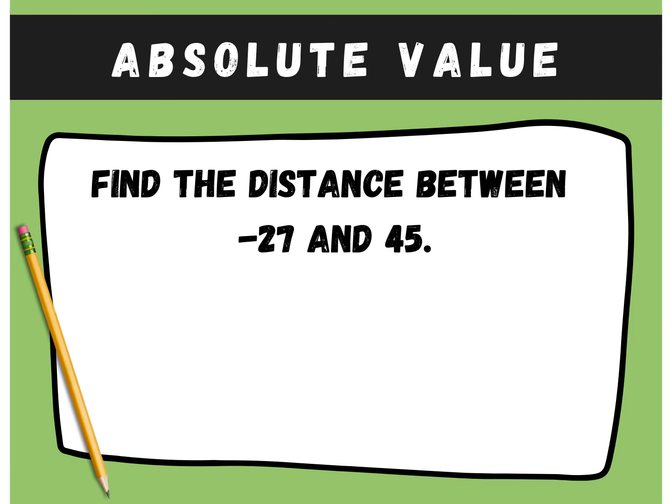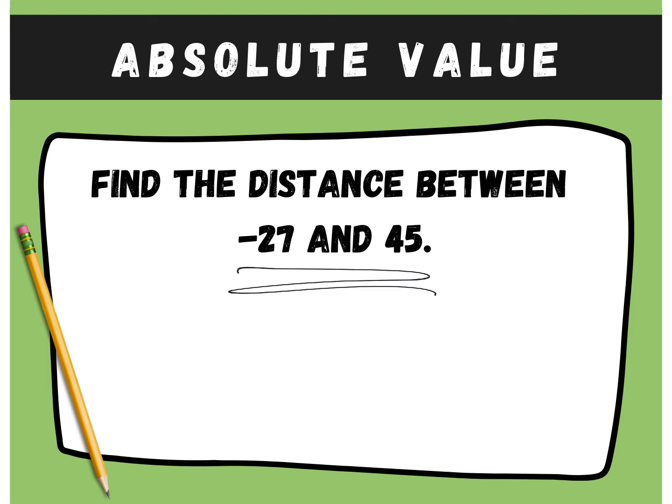The problem with using a number line and counting the number of hops between one thing and another thing is that eventually you'll get a question like this. And I don't know about you, but I don't want to draw a number line that goes from -27 to 45. That's going to be a really long number line, take a lot of my time, and there's a more efficient way to answer this question. Absolute value can help us with this.